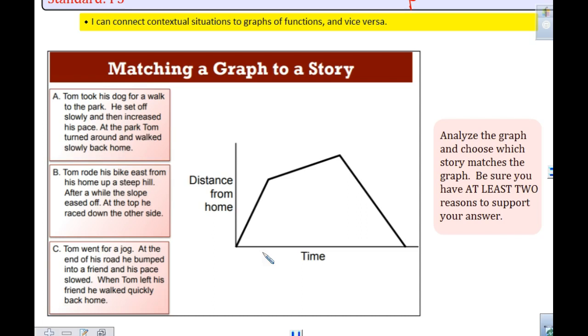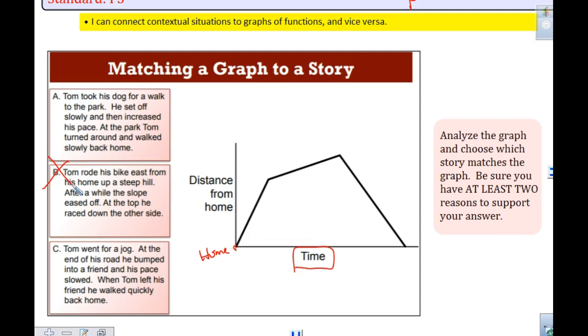I want you to look at situation B. Situation B says he rode his bike east from his home up a steep hill. Does this have anything to do with how high you're going in elevation, this graph? This deals with time, possibly in minutes, could be seconds, and this is your distance from home. So right here, this is at 0, 0, this is when you are at home. But now you're going farther from home. Does that have anything to do with going up a steep hill? B is the one we should have not chosen at all.